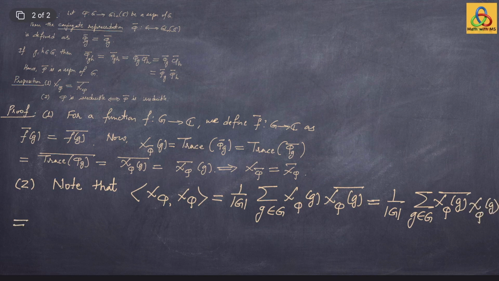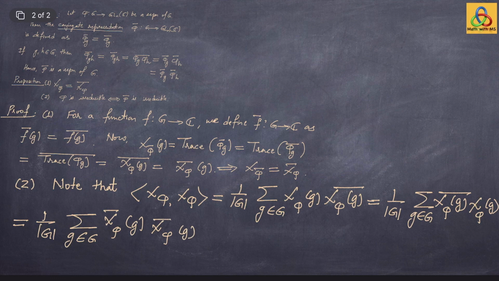That is the same as 1 by the order of the group G, summation over g in G. And what is the complex conjugate of chi phi of g? That is the same as chi phi bar acting on g. And similarly, the other can be considered as chi phi of g bar, and its bar over that. But that is just the same as the inner product of chi of phi bar with itself, which is just the same as the inner product of the character of phi bar with itself.